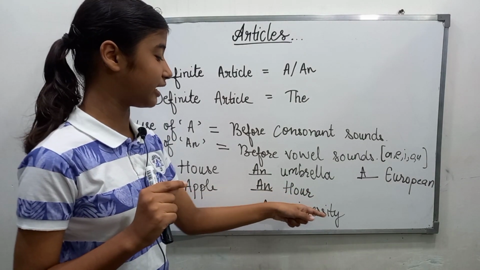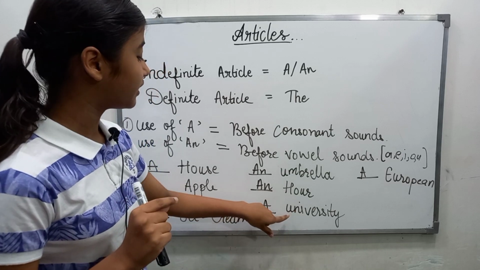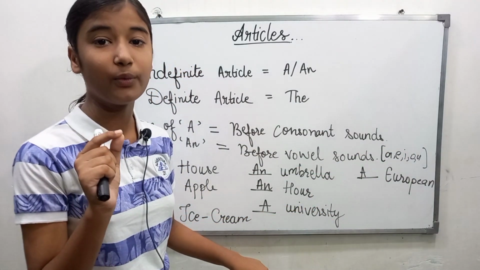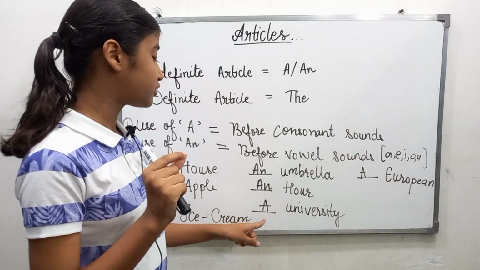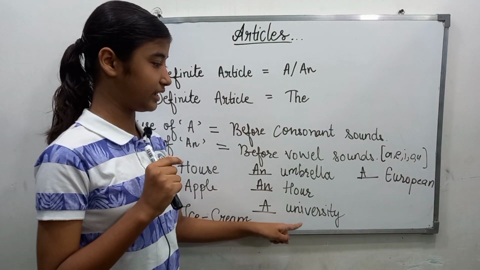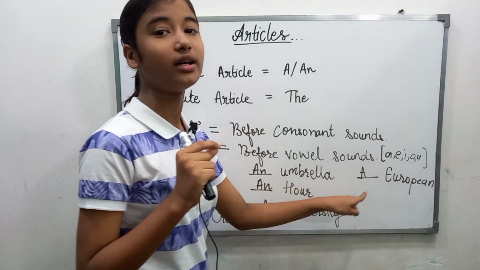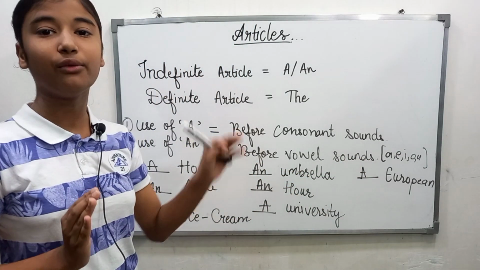Dash university. Now here, let's say there is U, which is a vowel, but the sound is ya, which is a consonant sound. That's why we are going to put a university. Here, a European, because the sound is ya, a European. I hope you understand the rule number one.